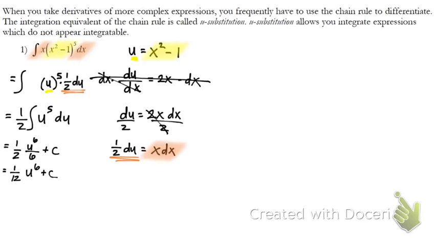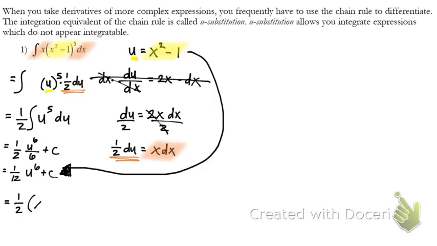And last but not least, we are not allowed to leave our final answer in terms of u. We always want to go back and substitute what u is equal to. So if I come back way up here at the top, you'll notice that u is actually equal to x squared minus 1. So for my final answer, instead of leaving it as 1 over 12 u to the 6th plus c, I'm going to rewrite that as 1 over 12 times x squared minus 1 to the 6th power plus c. And that is my final answer.